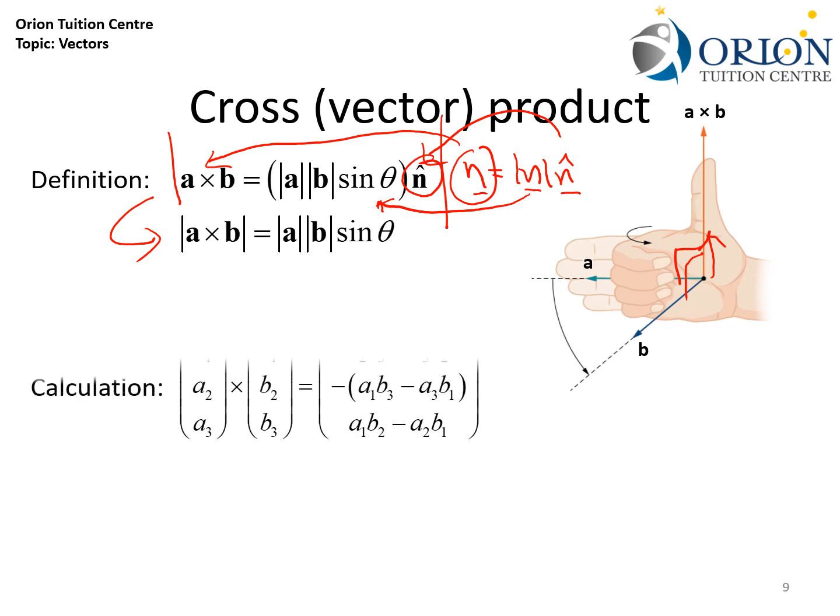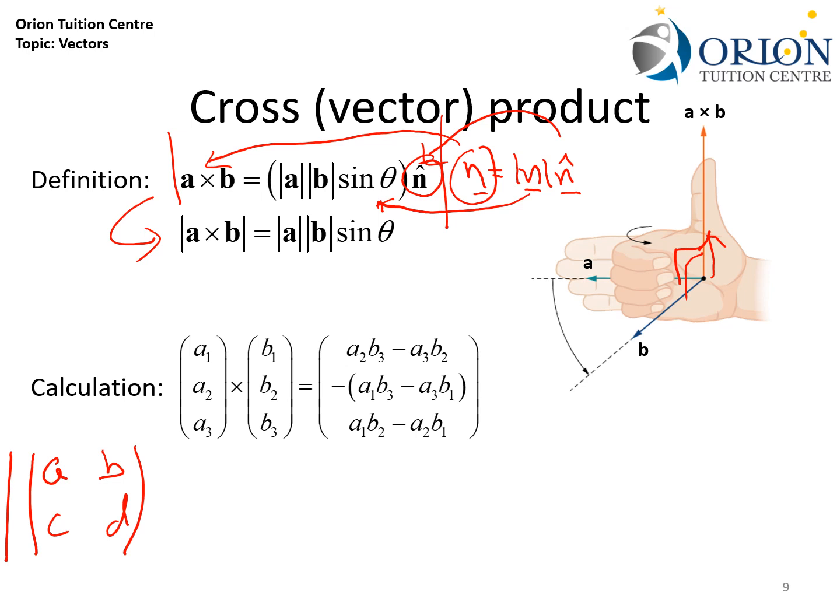To calculate the cross product between two vectors, we have to be familiar with finding the determinant of a 2 by 2 matrix. Say I have a matrix with entries A, B, C, D like this. Finding the determinant is the same as finding the modulus of a matrix. It gives me AD minus BC, where I take the downward multiplying product subtracted by the upward multiplying product.